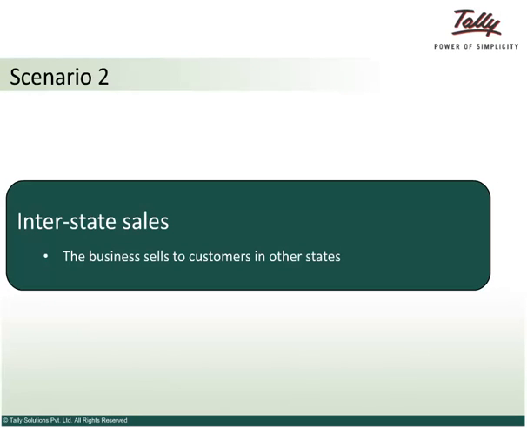Now, let's take another scenario. Interstate sales is a very common business scenario where the goods are locally produced or purchased by the business and is sold to customers in other states. Let us see how Release 5.1 has simplified handling of interstate sales.